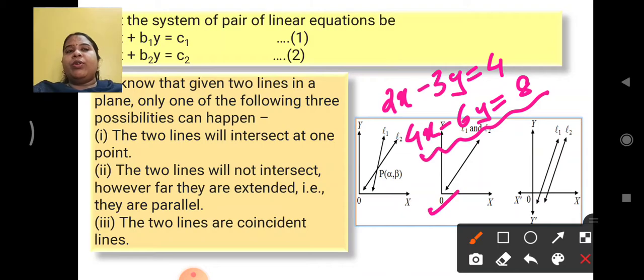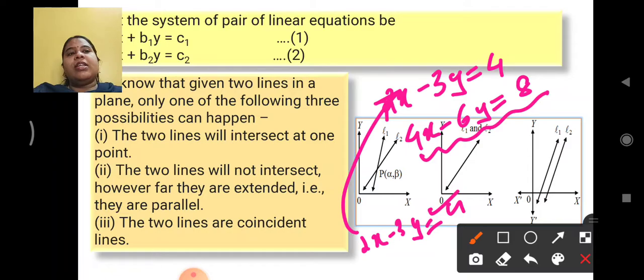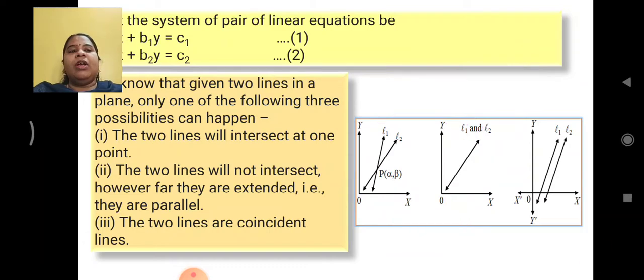If I try to reduce this, yes, dividing throughout by 2, what will I get? 2x minus 3y is equal to 4, which is nothing but the same first line. That is the reason I told you, when I have such equations, the graph will always be overlapping lines. Both lines will overlap one above the other. Okay, so out of these we are going to learn the first case, that is, the two lines will intersect at a point. Now for that, what are the important things that you should know?